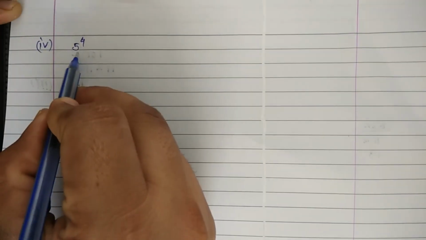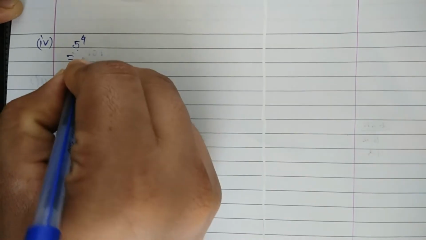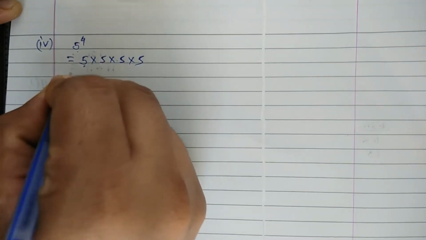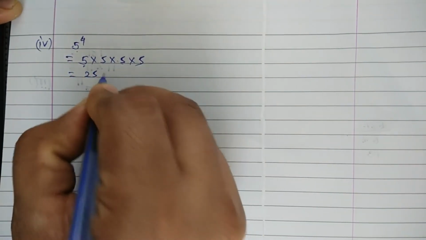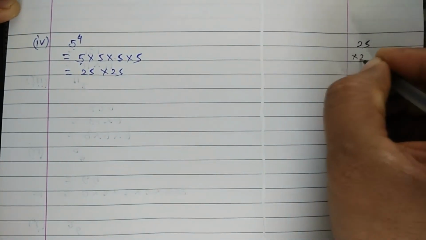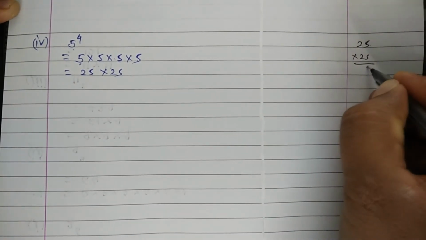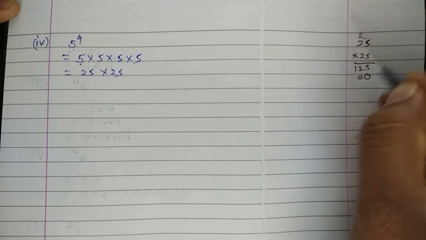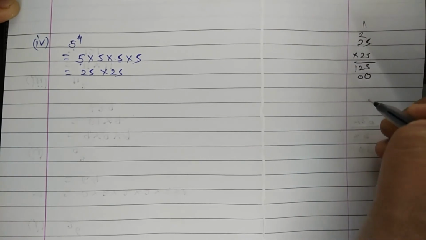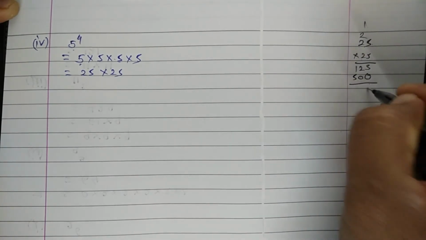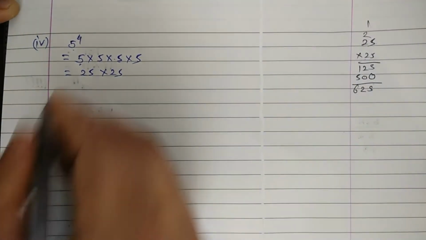Fourth sum, 5 raised to the power of 4. That is equal to 5 multiplied 4 times. 5 multiplied by 5 multiplied by 5 multiplied by 5. 5 5s are 25, and these 5 5s are 25. So 25 multiplied by 25. 5 5s are 25, 2 5s are 10 plus 2, 12. Here 0, 5 2s are 10. Here 0, here 1, 2. 2 2s are 4. Plus 1, 5. So it is 625.